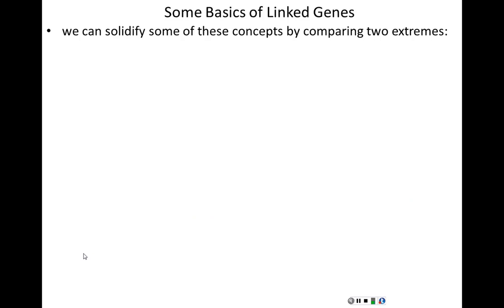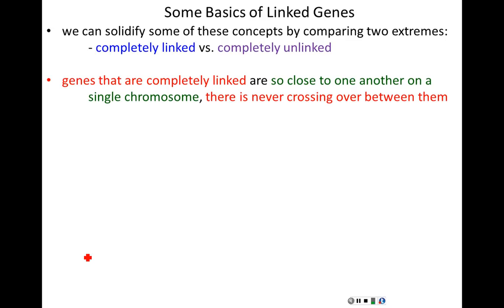So let's solidify some of these concepts by just comparing two extremes. Let's not go crazy into the details yet. The two extremes are completely linked, no crossing over, no recombination, versus completely unlinked. Genes that are completely linked are so close to one another on a single chromosome that there's never crossing over between them. That's exceedingly rare. In fact, it's not even realistic. It never happens.